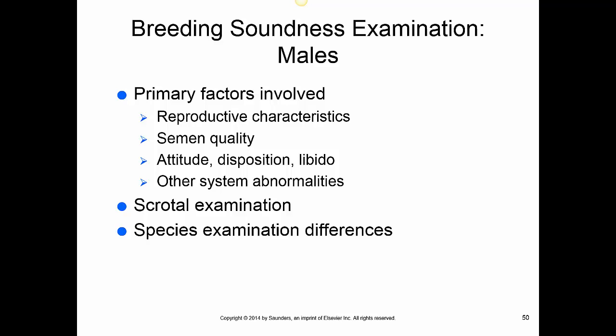Semen quality, this is actually looking at how good the motility is and what the quality of the semen is actually like. Attitude is something that we do look at sometimes in large animals, although that's not always a very big deciding factor for breeding, and along with disposition. But something that's very important is to make sure that they have proper libido. So we want them to have very good sex drive. And then we're looking to make sure there's not any other abnormalities.